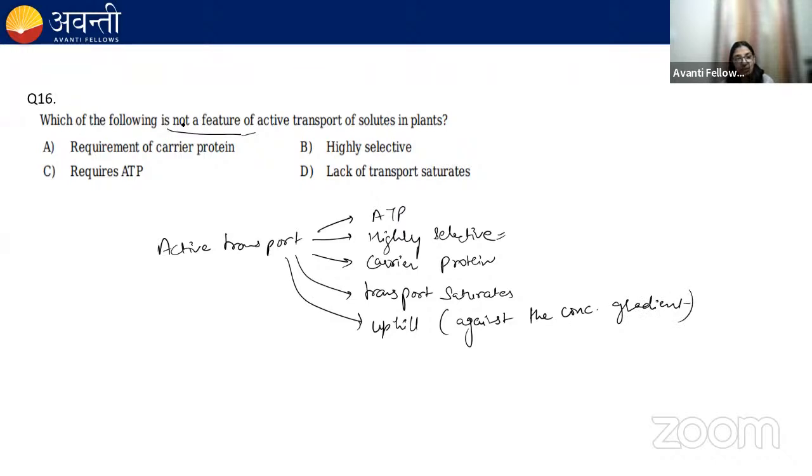So question is asking which of the following is not a feature of active transport of solute in plants? Requirement of carrier protein, it is a feature. Requires ATP, it is a feature. Highly selective, it is a feature. Lack of transport saturation, this is not a feature of active transport of solute in plants, because active transport, they do have transport saturation.